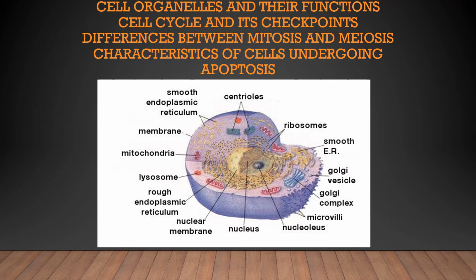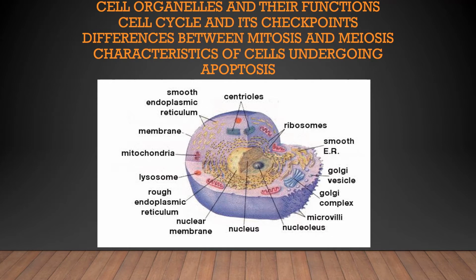Then you have that of the Golgi vesicles, which modify, sort, and package proteins produced by ribosomes. Then you have that of the rough endoplasmic reticulum, which plays a role in protein synthesis, and smooth endoplasmic reticulum, which plays a role in synthesis of lipids, phospholipids, and steroids, and also plays a role in detoxification.